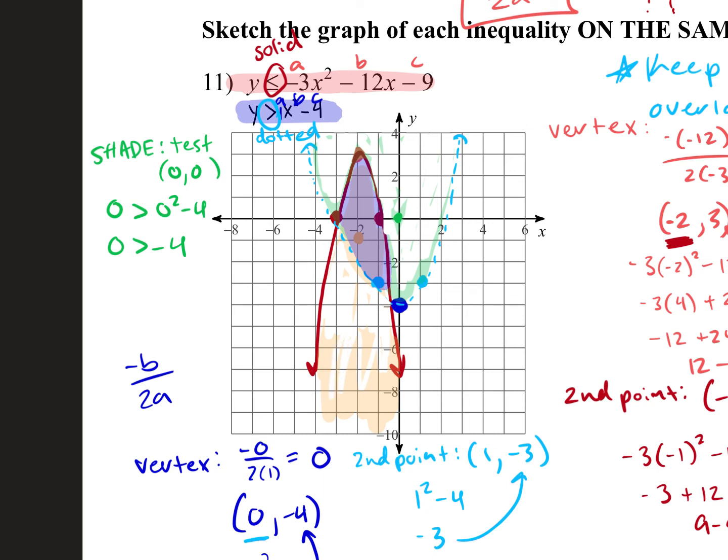Any questions here? Why is the overlapping part the only answer? Because our equation, like our question here, is both of these inequalities. So it has to satisfy both. So it's just the overlapping part.